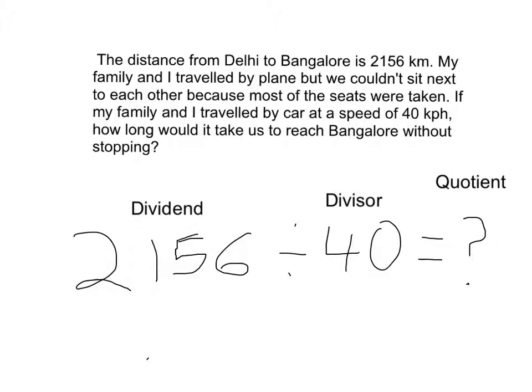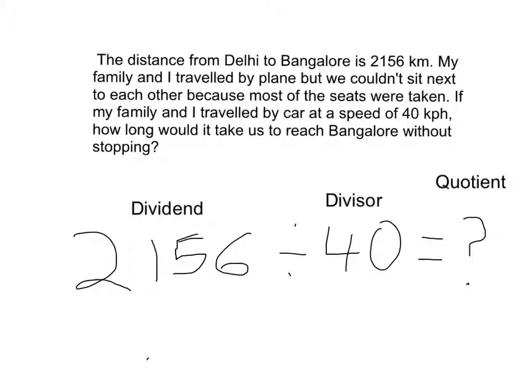The distance from Delhi to Bangalore is 2,156 kilometers. My family and I traveled by plane, but you couldn't sit next to each other because most of the seats were taken. If my family and I traveled by car at a speed of 40 kilometers per hour, how long would it take us to reach Bangalore without stopping?